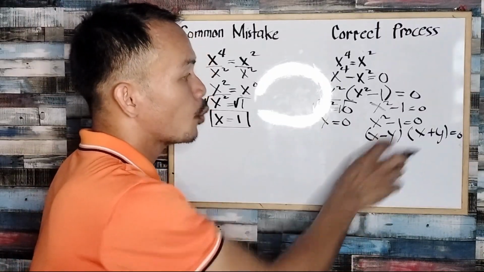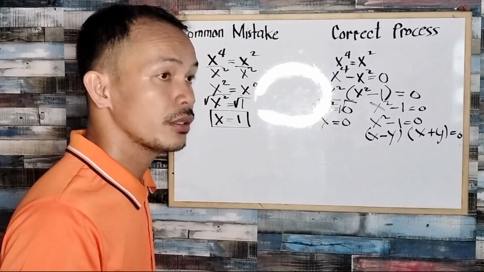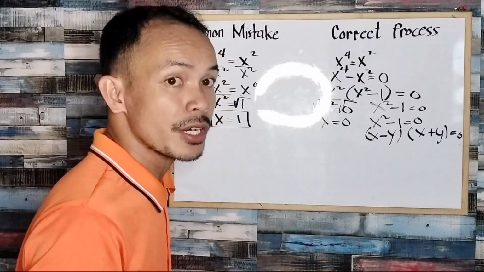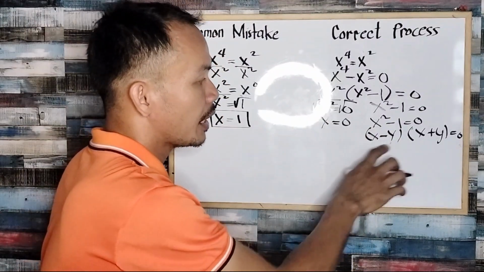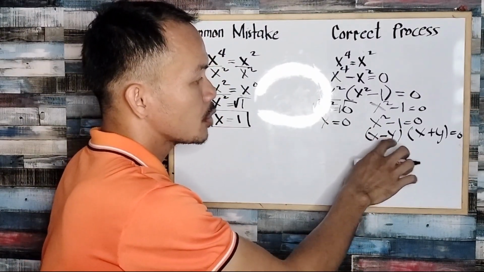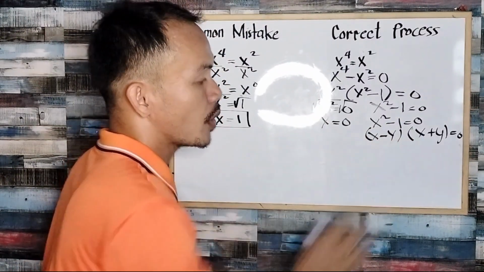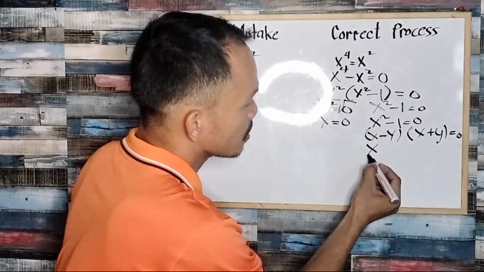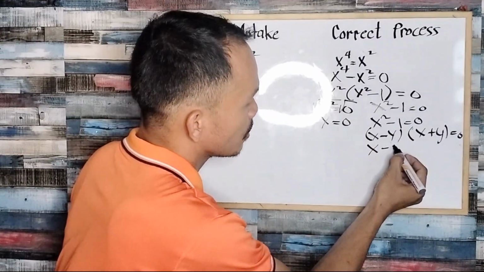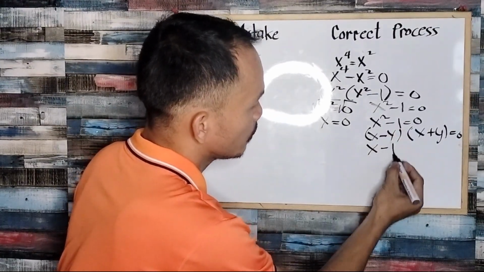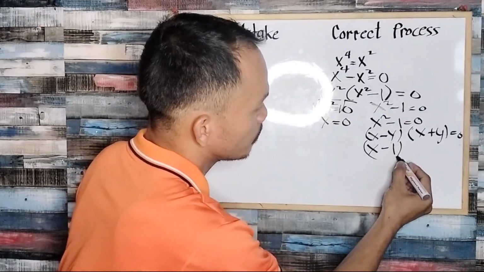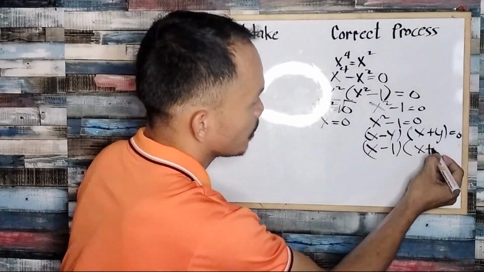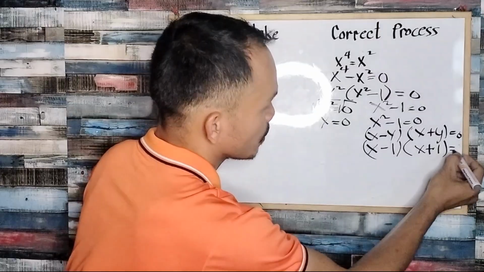And remember that 1 here is a perfect square, right? Because that's 1 times 1 is equal to 1. So both terms are perfect squares. So we're gonna apply this form, x minus y times x plus y is equal to 0. So what is the square root of x squared? That is x. Minus, what is the square root of 1? That is 1. So x minus 1 times x plus 1 is equal to 0.